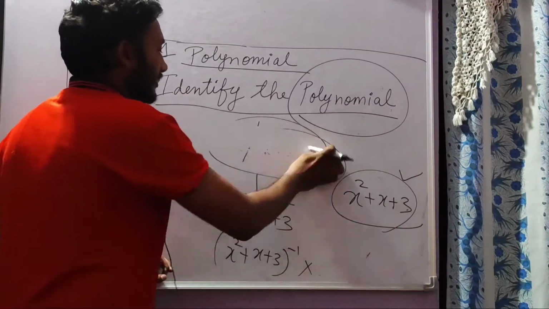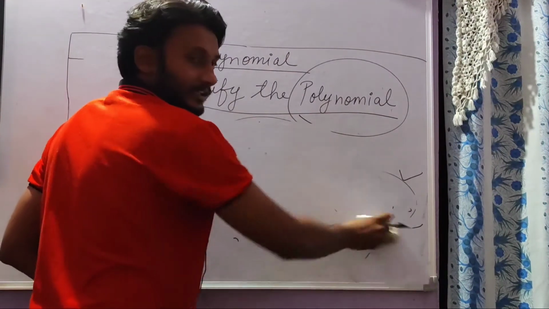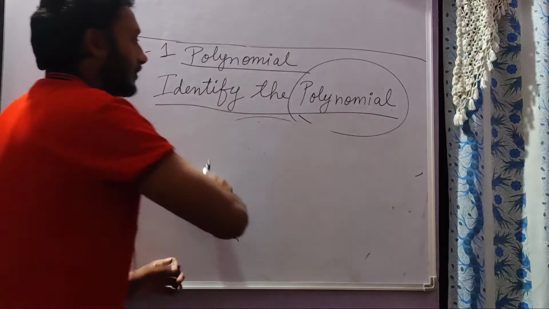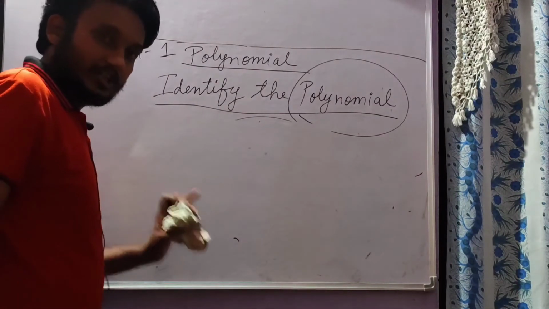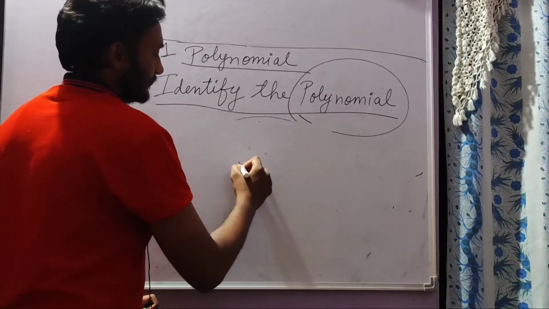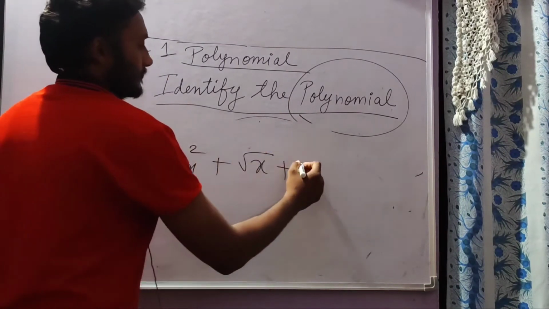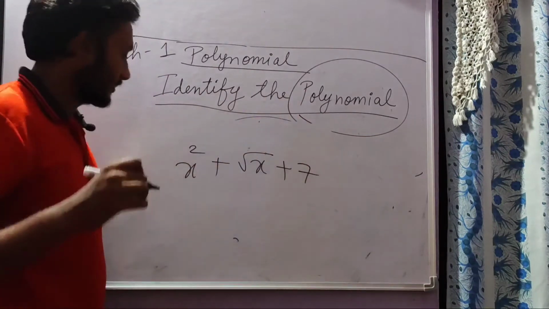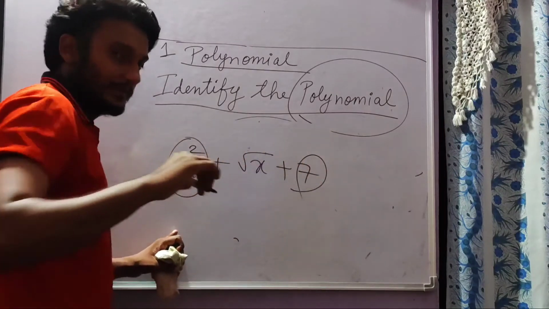This is the first case which you have to remember, that the polynomial terms should not be present in the denominator. This is the first point. Second point which you have to remember: okay, this is a term, x square is a term, 7 is a constant, ये भी एक term है.